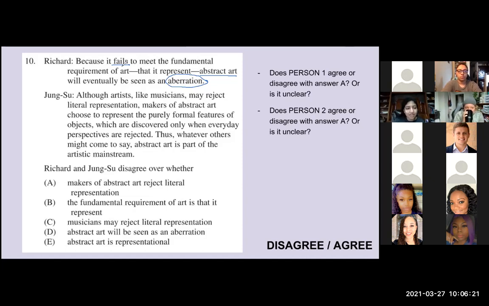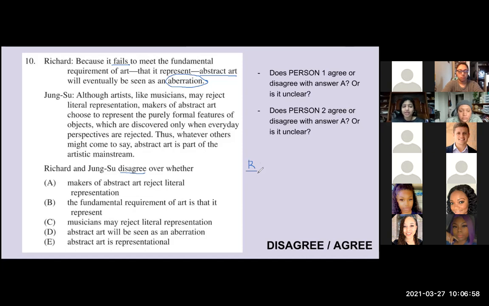And then let's see. So for this question, we're trying to see what Richard and Jung Soo disagree over. Let's go over the answer options. A, makers of abstract art reject literal representations. What would Richard say about that? He didn't say anything about it. Okay.